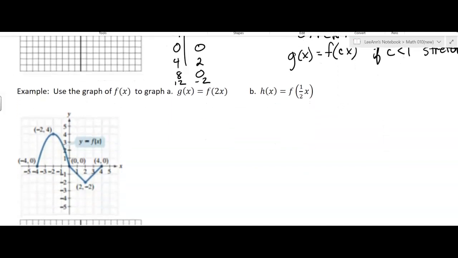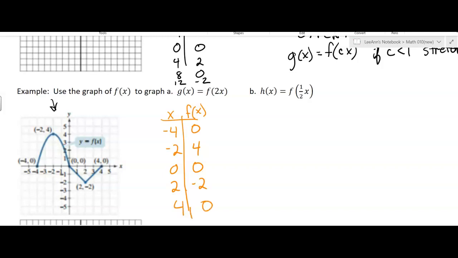And now we have an example here. Now, to do these, they make up some functions sometimes. So here's the function that they give us. They give us a picture. It's not related to an equation or one of our common functions. However, we can make a table of values, x and f of x. So we can say negative 4, 0, negative 2, 4, 0, 0, just going by the ordered pairs they give me, and then 2, negative 2, and 4, 0.